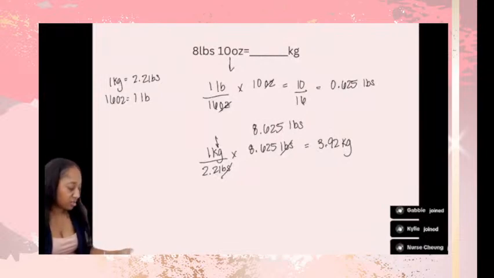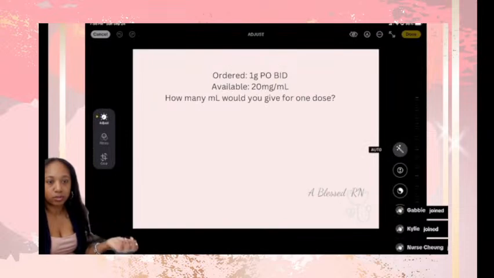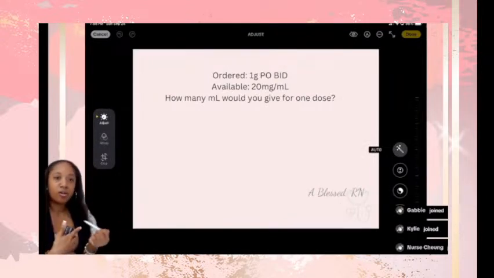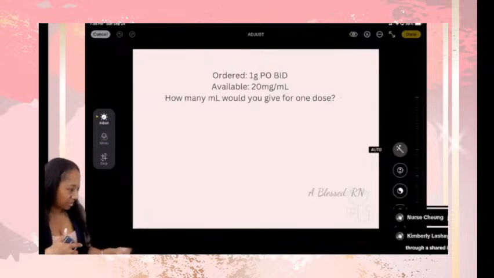Dimensional analysis takes practice. All of these problems just take practice. You just have to keep doing them over and over and over again. So let me know, is dimensional analysis okay? Or do we need some ratio and proportion or some desired over half or formulas in here? Let me know so I can add those if we want them.